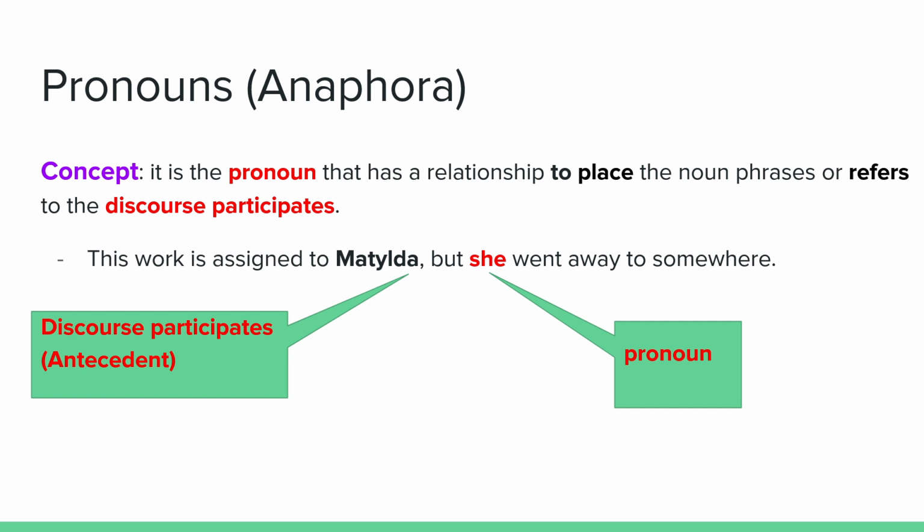Let's look at this sentence. This work is assigned to Matilda, but she went away to somewhere. So here she is a pronoun and Matilda is a discourse participant. Its proper term is called antecedent, but we'll get back to this term later. So here the pronoun she has a relationship that refers to the discourse participant Matilda.